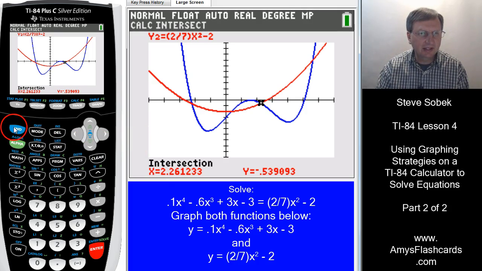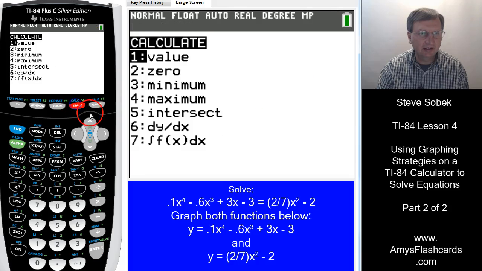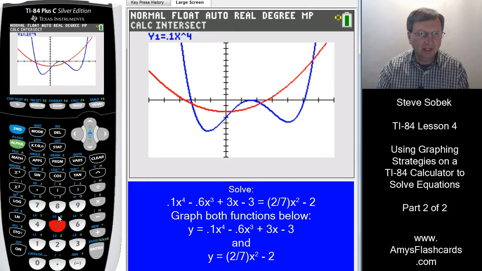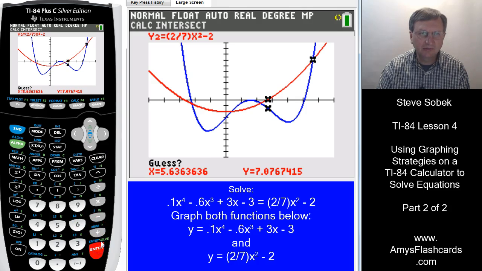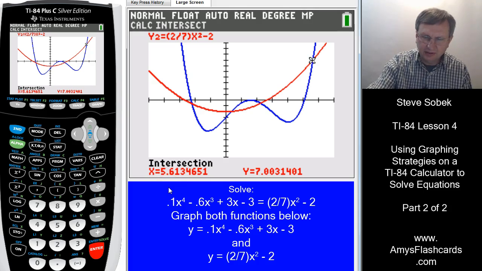All right, and then the last one, second calculate, number 5, intersect. The first curve, yes. Is that the second curve? Yes. For the best guess, let's move off to the right until we get pretty close to that point of intersection. Pretty good. Hit enter. And when you see the word intersection here, then that x value beneath that word is your solution to the equation. 5.6135.